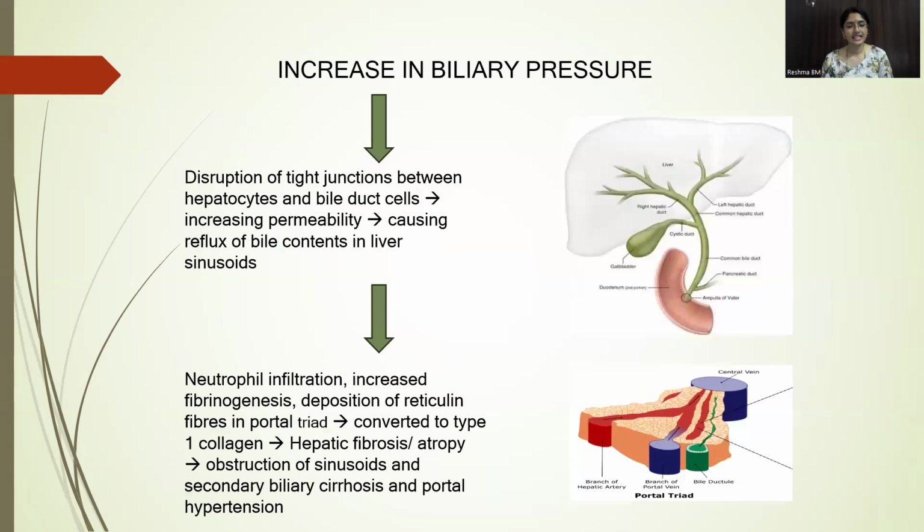What happens when there is increase in biliary pressure? There is disruption of the tight junctions between the hepatocytes and the bile duct cells, causing increased permeability of the bile into the liver sinusoids. If this obstruction is not relieved, there is neutrophilic infiltration, increased fibrinogenesis, collagen deposition, obstruction of sinusoids, development of secondary biliary cirrhosis, and portal hypertension.